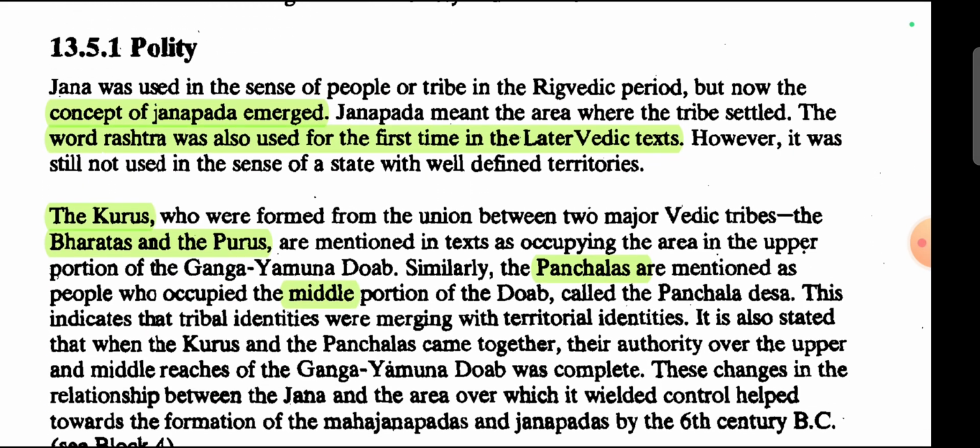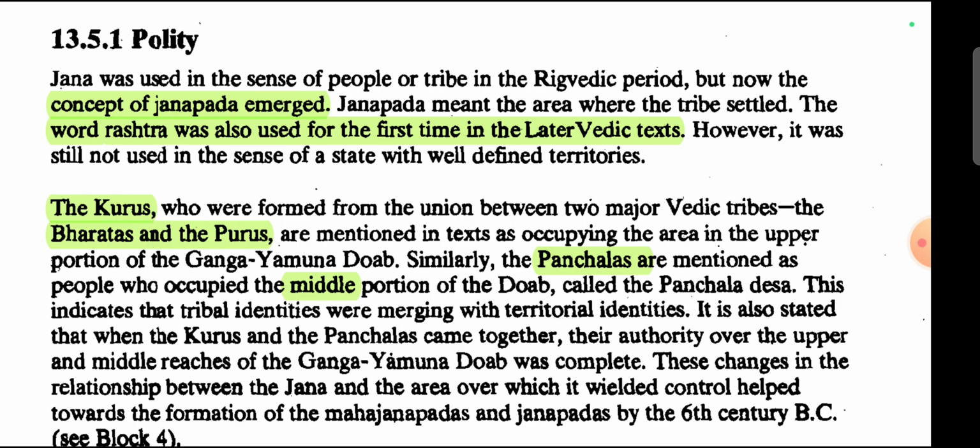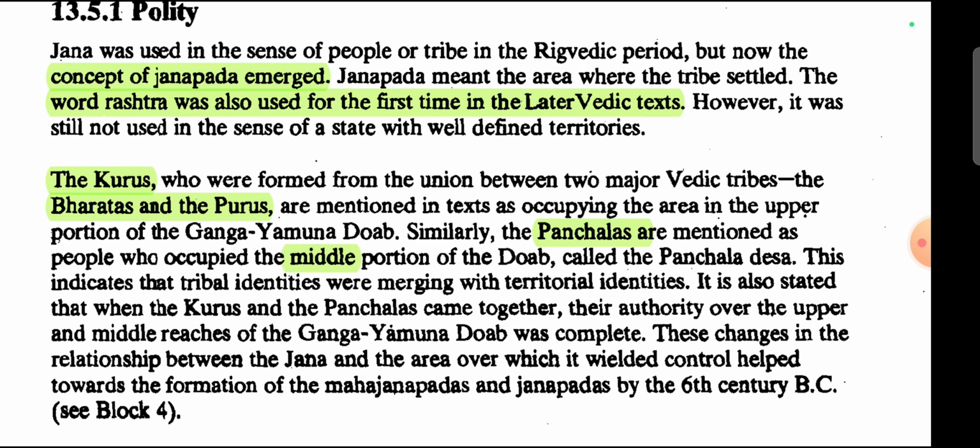Polity. Jana was used in the sense of people or tribe in the Rig Vedic period, but now the concept of Janapada emerged. Janapada means the area where the tribe settled. The word Rashtra was also used for the first time in the later Vedic texts. However, it was still not used in the sense of a state with well-defined territories.